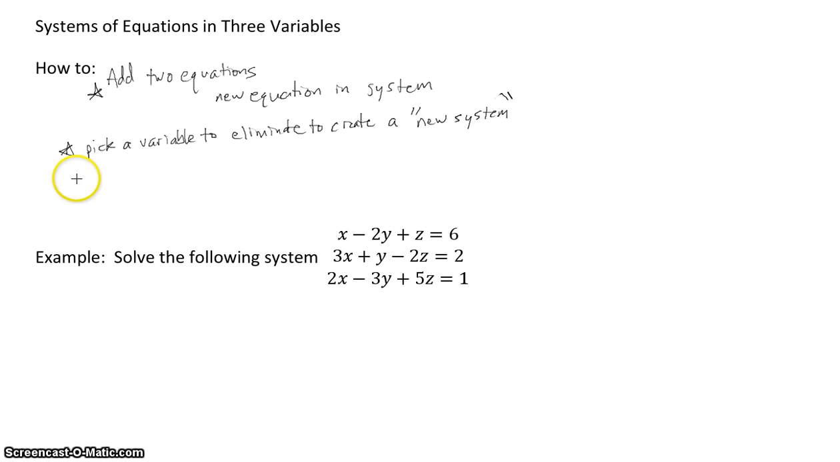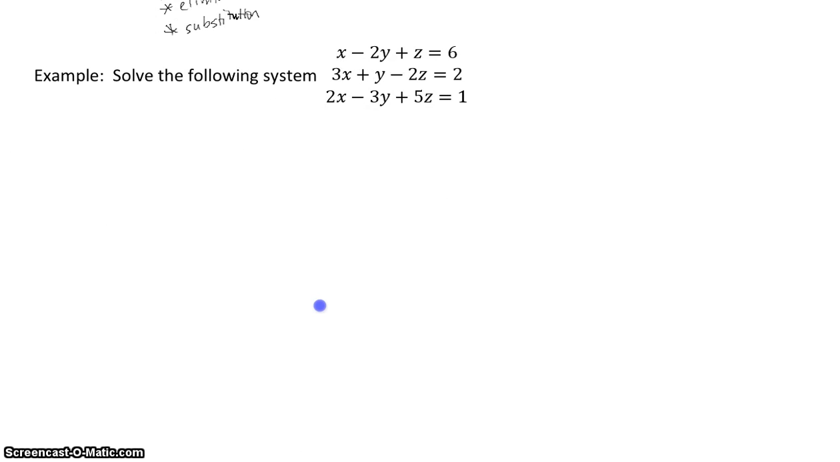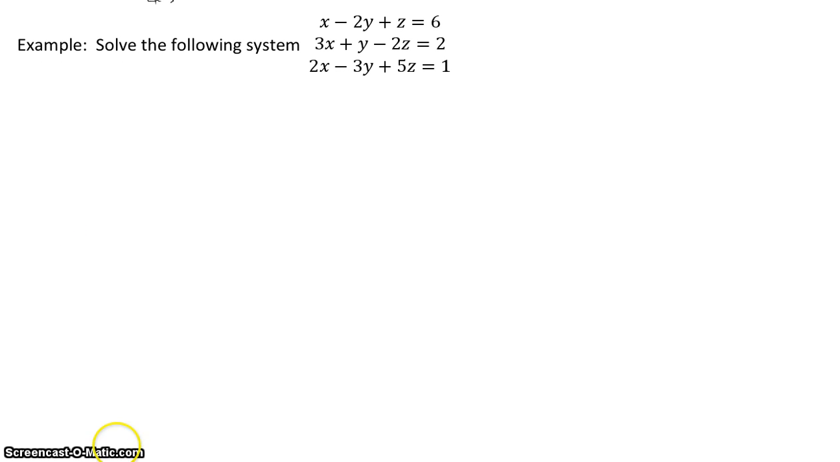It doesn't matter which one you pick. You can use any variable, and you can use either elimination or substitution. Now I'm going to show you how you do this. Okay? Now, these mean something to us right now, but they don't mean a whole lot to us yet. So we have this system of three variables, and it doesn't matter which one you pick to eliminate.